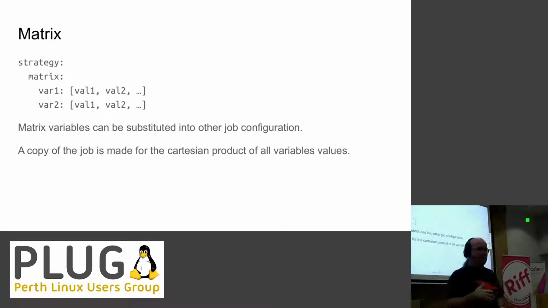But again, as far as the matrix is concerned, it's basically just providing you a set of values which you can then use somewhere else in your job. And one of the nice things, unlike Travis, you can attach a matrix to any of the jobs in your workflow. So you can have multiple jobs which are being expanded in different ways to create the entire workflow.